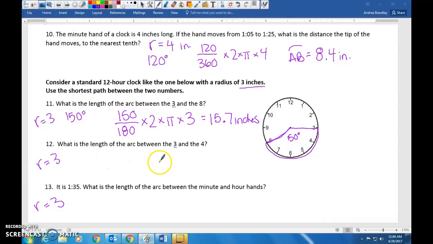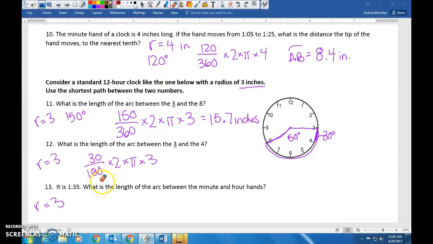Number 12 is asking the length of the arc between 3 and 4, so that's just right here, which is just 1, so this is just 30 degrees, so I'm going to have 30 over 180 times 2 times pi times 3, which is... Okay, I'm going to have to go back on numbers 11 and 12 because I have 180 here and I should have 360 here. So hopefully those of you watching caught that mistake.